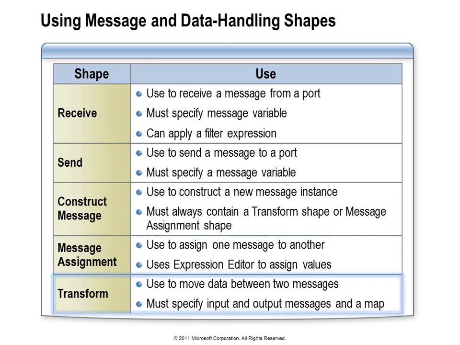Okay, so the important point to remember here is the message assignment shape and the transform shape must always execute within a construct message shape. And a construct message shape always needs to declare which message variables it is initializing. If we don't configure that correctly, we'll get a compiler error.